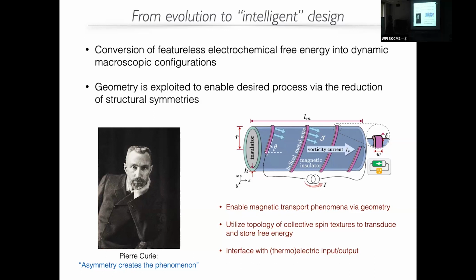Utilize the topology of collective magnetic textures to transduce energy between electrochemical energy and the free energy of stable magnetic configurations. I will focus on electrical input outputs, but equally well, you could replace electrical input outputs with thermal. So more broadly, thermoelectric input outputs.